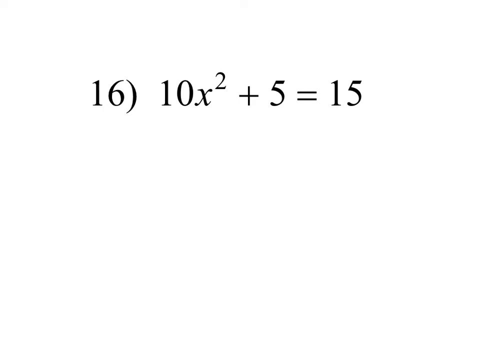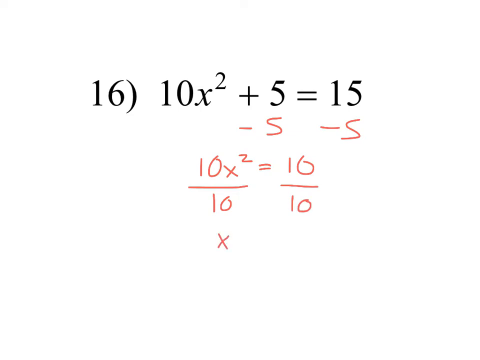Okay, and 16. Christina, what do we do here? Subtract 5 and then subtract 15 too. You get 10x squared equals 10, and divide both sides by 10 and then do the square root. So what do we get for x squared? 1. So we take the square root, so we get plus or minus 1. Perfect.